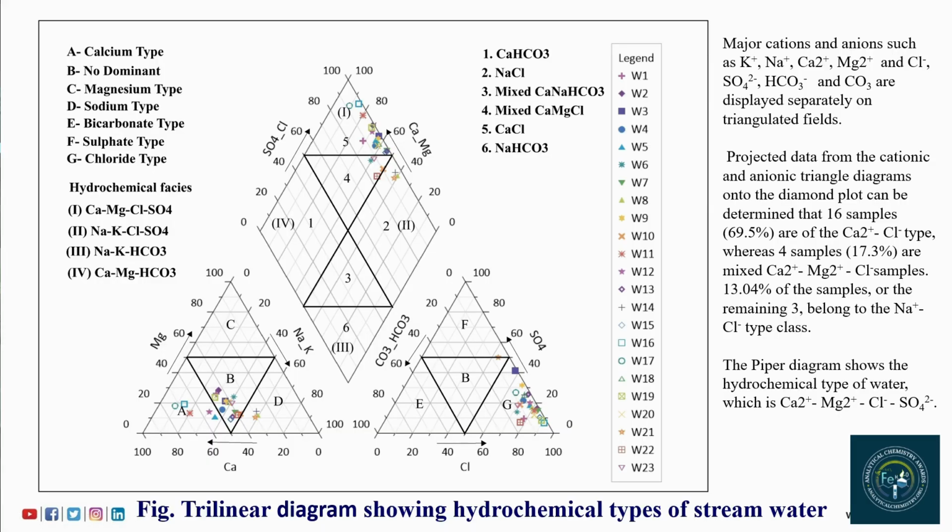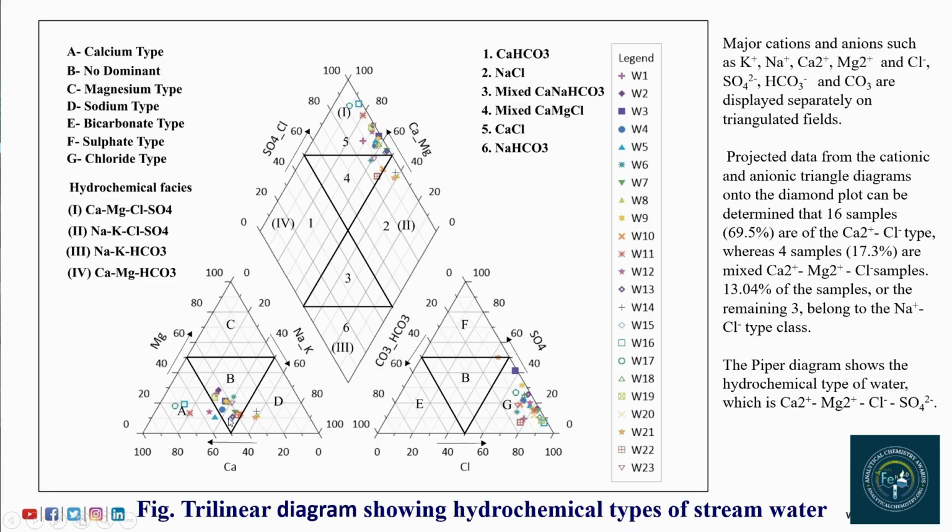And this is the Piper diagram. We have plotted all the samples, 23 samples. We can see these water types, the hydrochemical types of the water. We are getting the calcium, magnesium, chlorine, sulfate type of the waters.